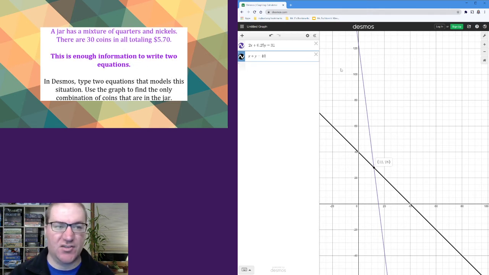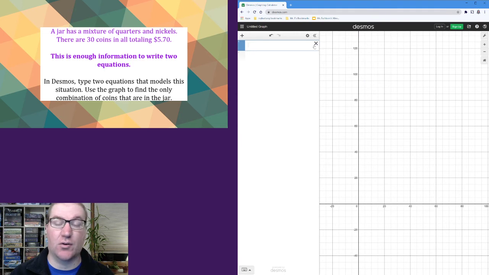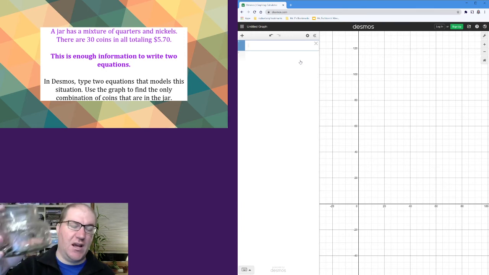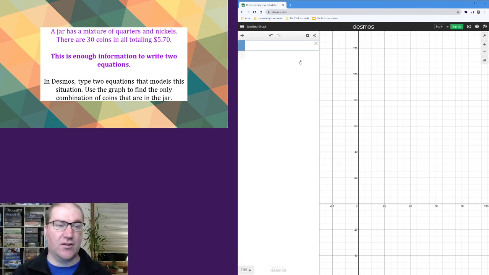Next example says a jar has a mixture of quarters and nickels. There are 30 coins in all, totaling $5.70. There is enough information to write 2 equations. One of the equations is going to deal with how many coins are in this jar. And the other equation is going to be how much money is in the jar.